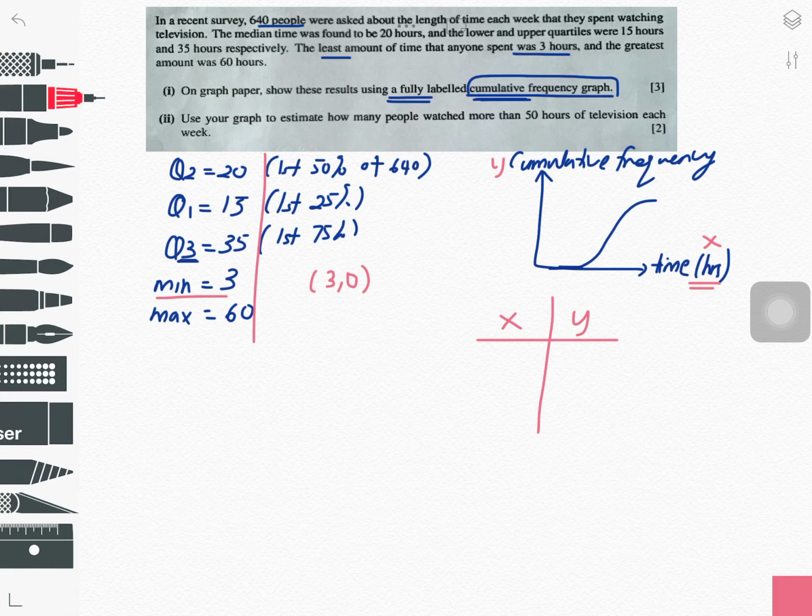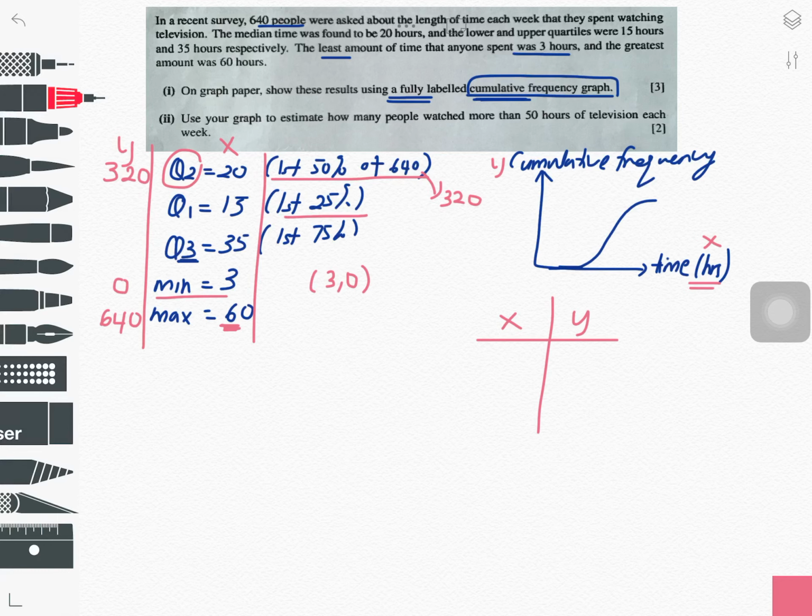So these are all your x. You need to get the y value now. Minimum 0. The maximum time spent by someone to watch is 60. So how many people do you have in total for the survey? 640. This is your second coordinate. What is Q2? First 50% of 640. So how many people is this? 320. So you get a coordinate here. It's so simple like that.